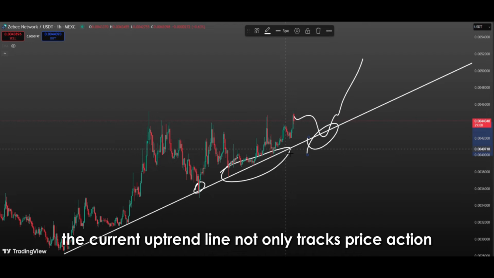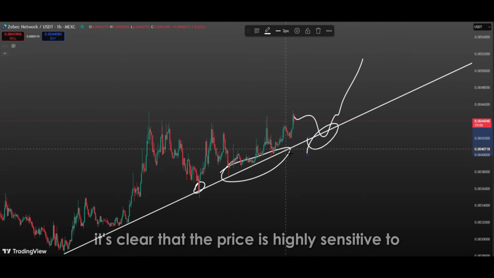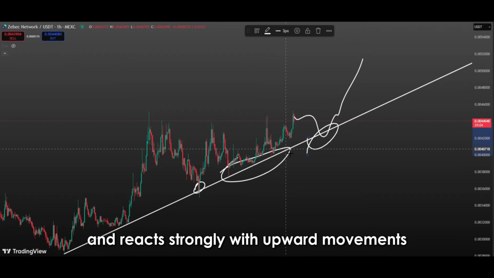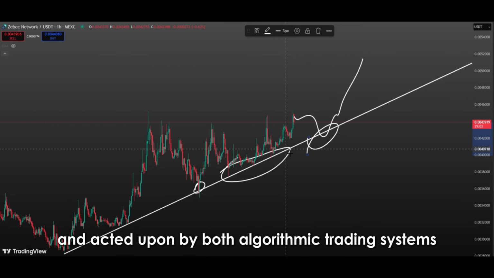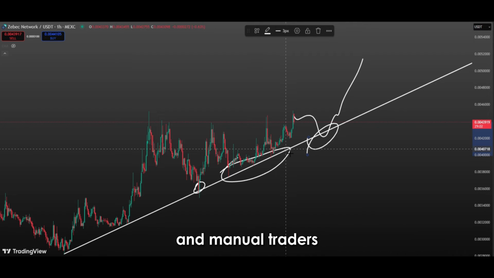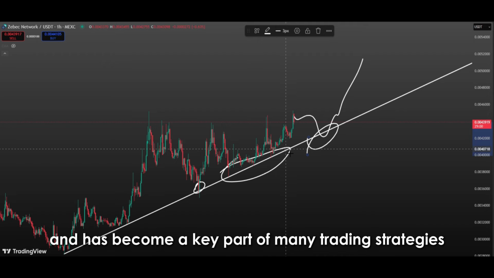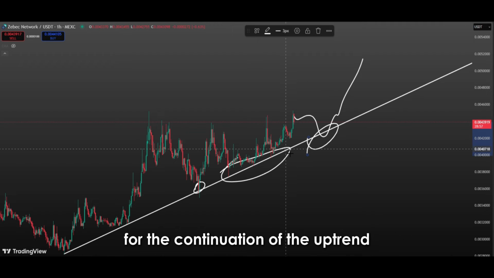Therefore, the current uptrend line not only tracks price action, but also guides investor behavior. Upon analyzing the chart, it's clear that the price is highly sensitive to this uptrend line and reacts strongly with upward movements every time it approaches it. This pattern is recognized and acted upon by both algorithmic trading systems and manual traders. As a result, this trend line has evolved beyond just being a line in technical analysis and has become a key part of many trading strategies. For this reason, preserving this trend is vital for the continuation of the uptrend.